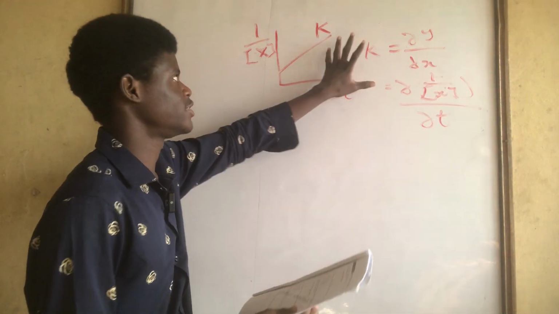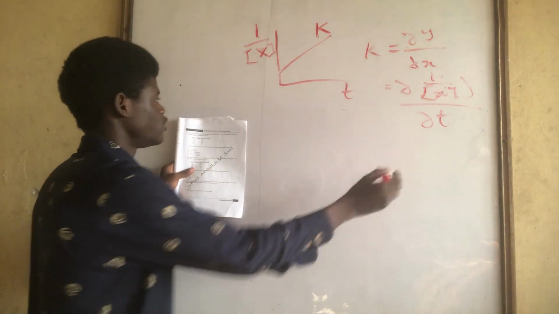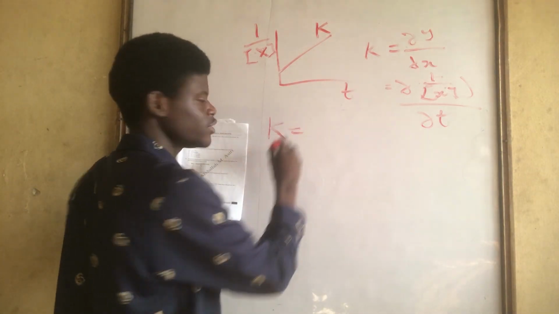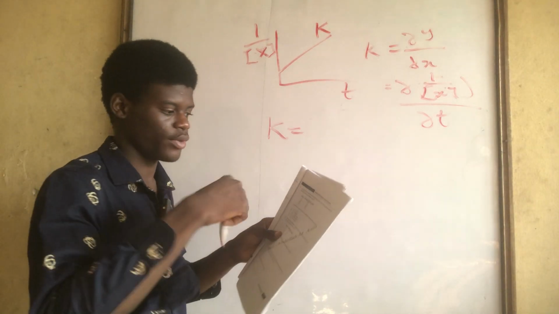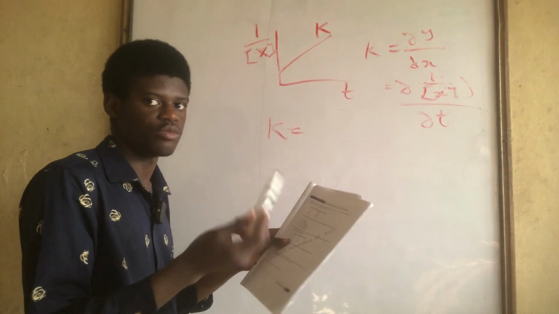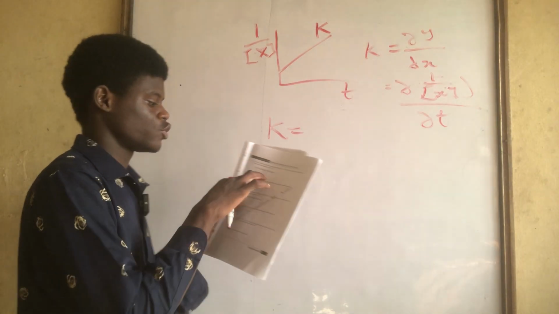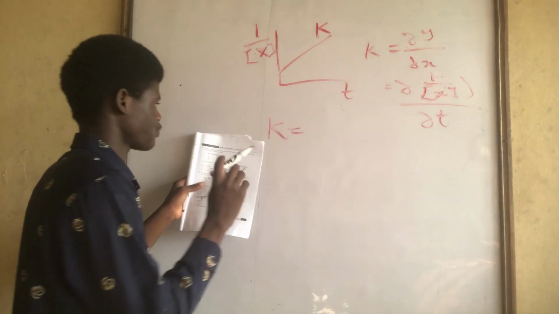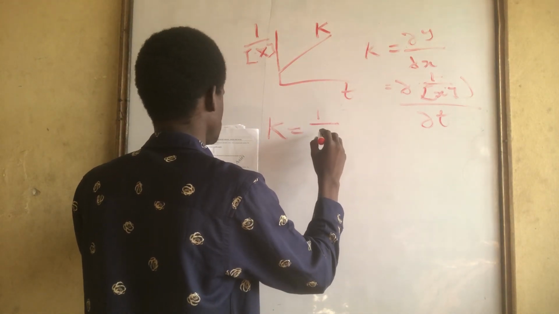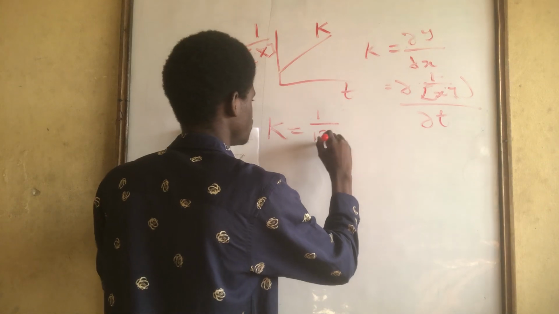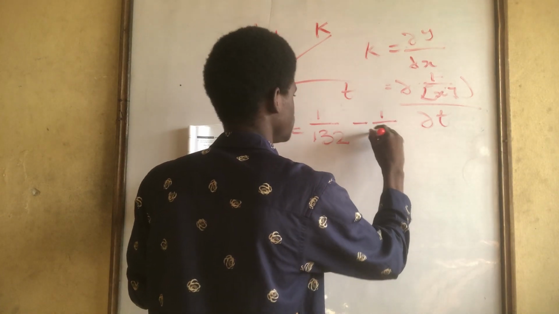So I'm just going to apply this principle to this question. So let's do that. k will be the change in concentration over the change in time. Let's take from the final part. But here it is in pressure, but pressure and concentration you can still use interchangeably. So this will be 1 over 132 minus 1 over 364.